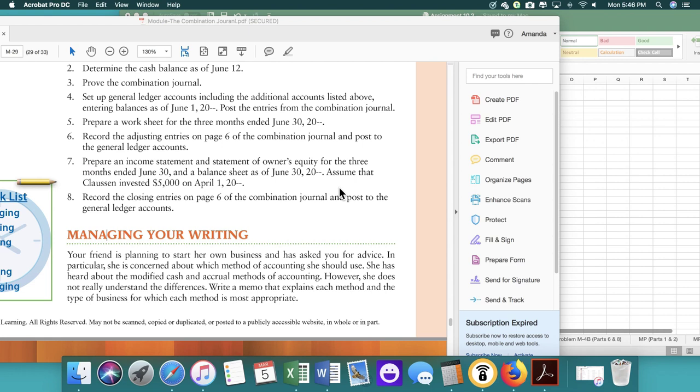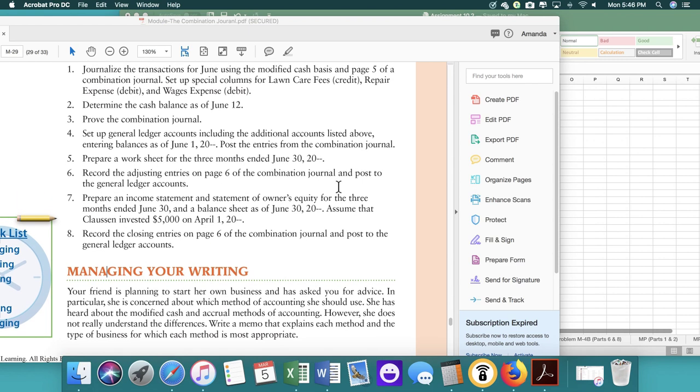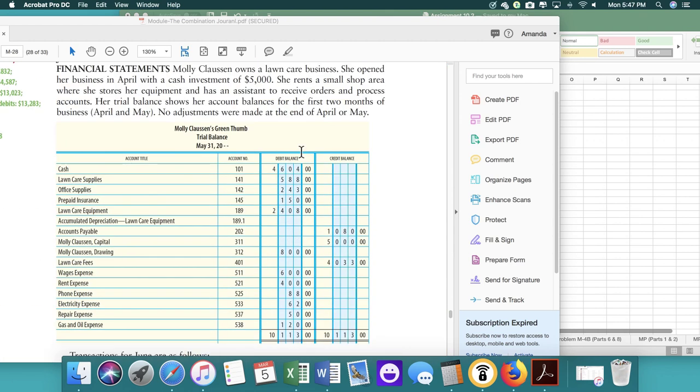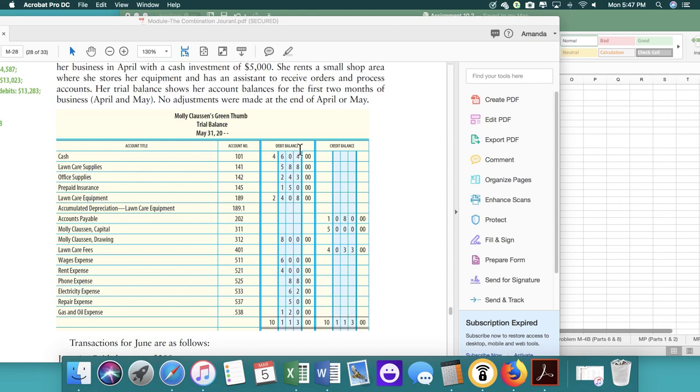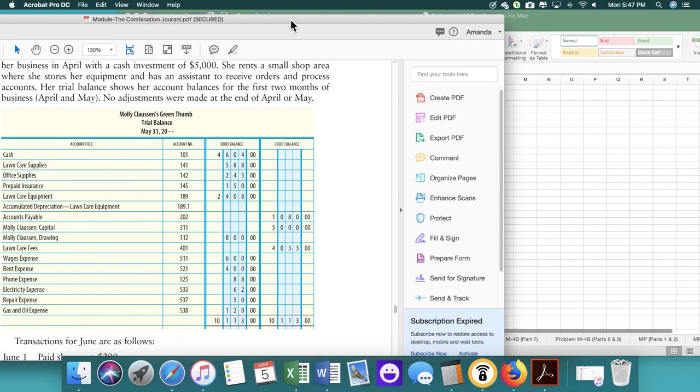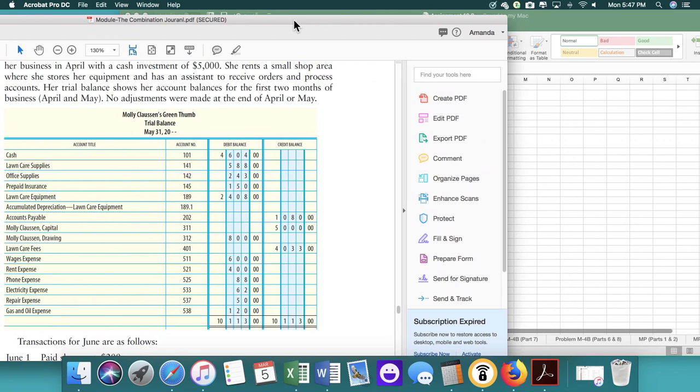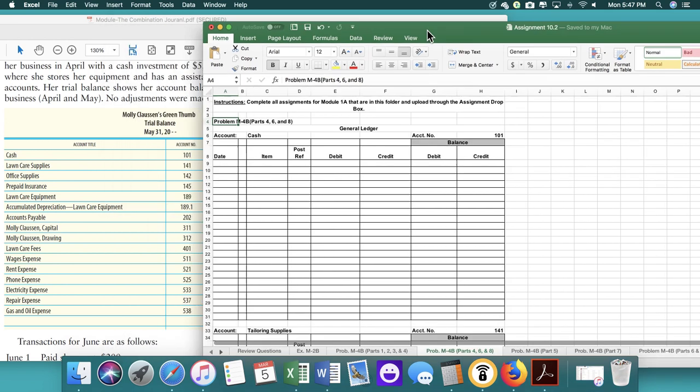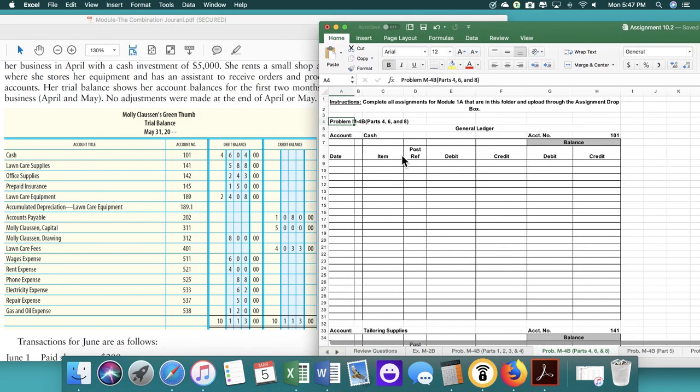This one is starting with part 4, which is setting up general ledger accounts, entering balances as of June 1st. So we're going to have to scroll back up and use these balance amounts as our beginning balances. This is good because you will have to do something similar when you get to your May comprehensive problem. So this is great practice for you.